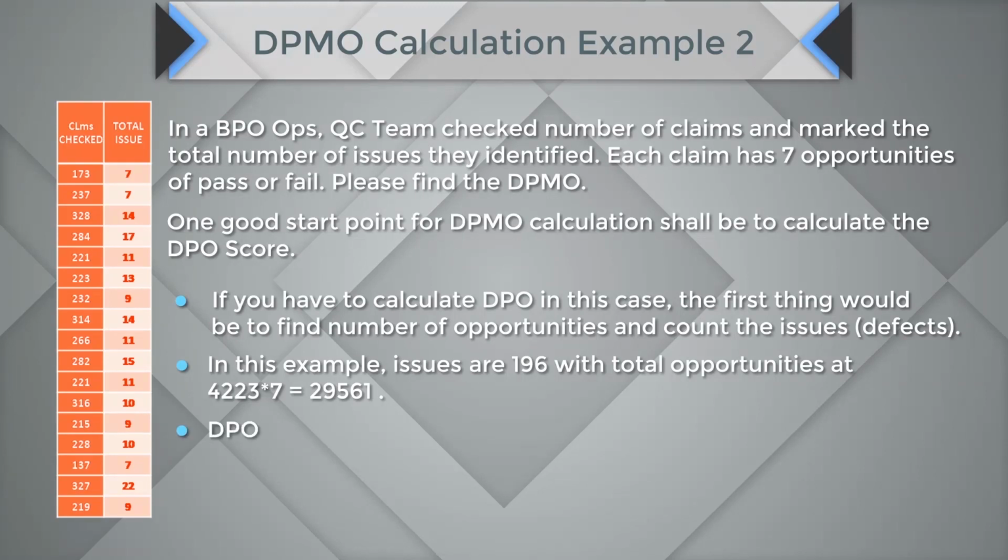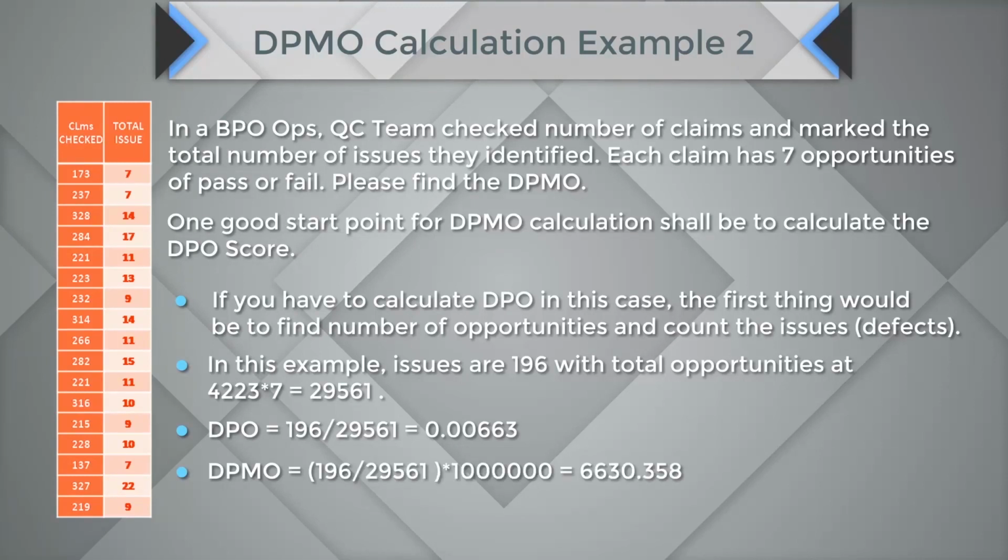So my DPO will be 196 upon 29,561. For my DPMO, DPO into a million, which means 196 by 29561 times a million, which is 6630358. So whenever you are calculating DPMO, first calculate the number of opportunities. Look at the calculation of your DPO scores. When you have your DPO scores, multiply it with a million and you will get your DPMO scores.